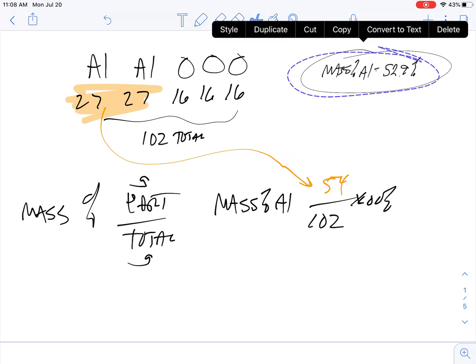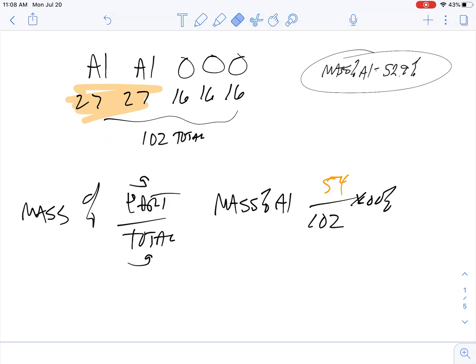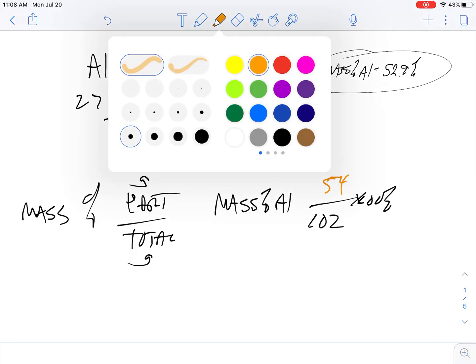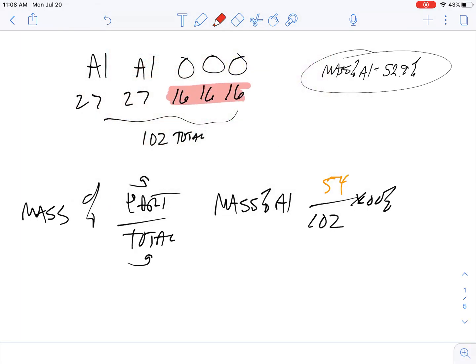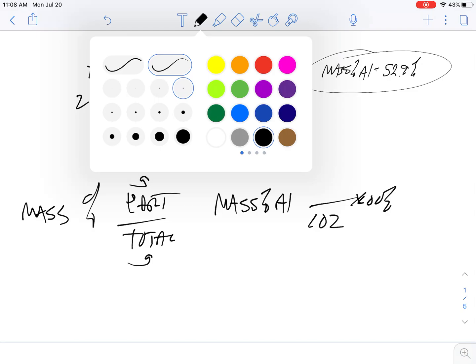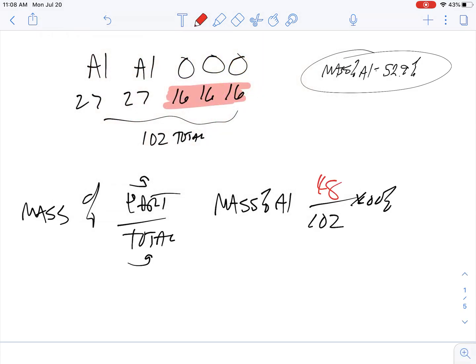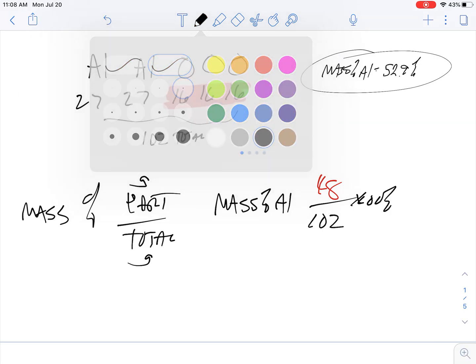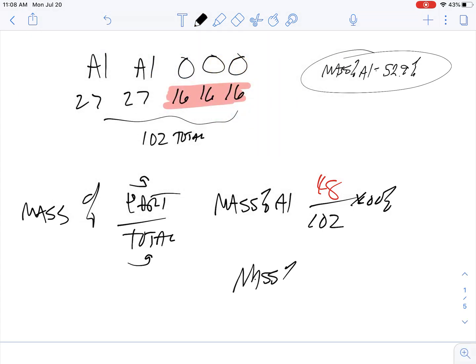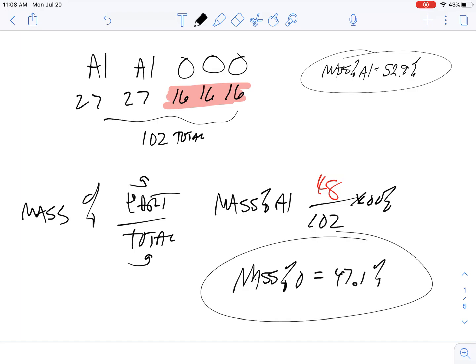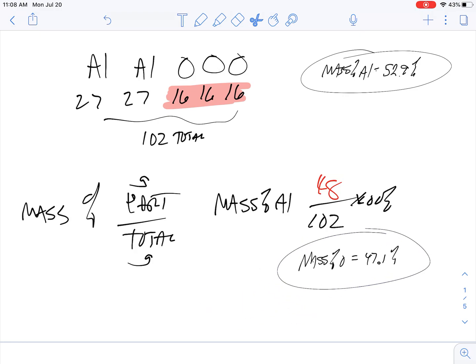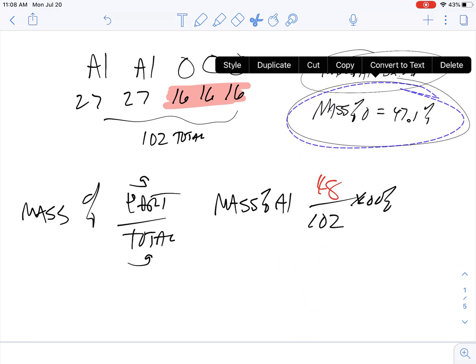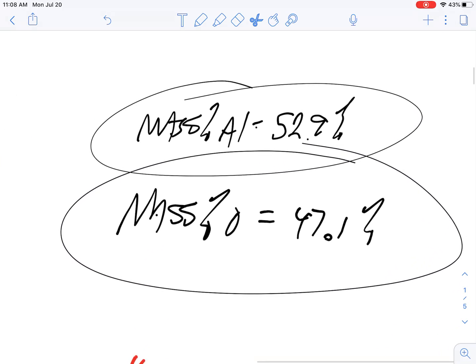Now the oxygen is going to be the exact same process, except that instead of it being the aluminum, it's going to be the oxygen part. So the oxygen part is going to be 3 times 16. So you're just going to take your 3 times 16, get 48, divided by the total of 102. So your mass percent of oxygen is then going to be 47.1%. Not that you couldn't have figured that out with only two substances in the compound, because if the aluminum is 52.9, then the oxygen has to be 47.1 to add up to be 100%.